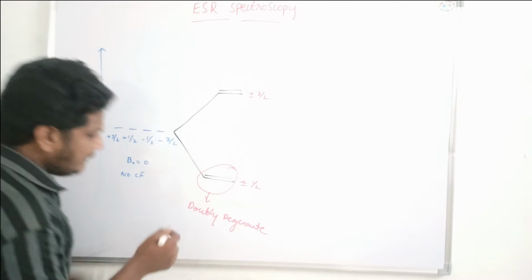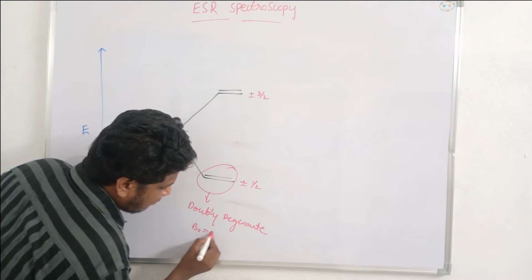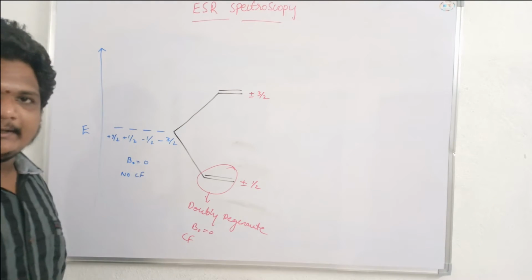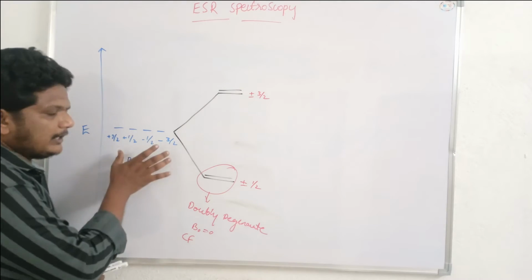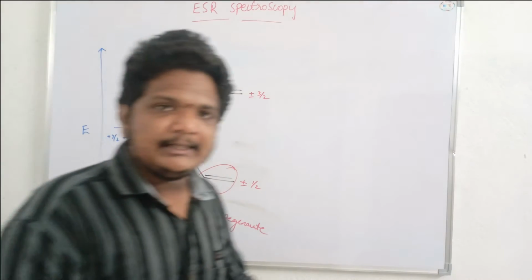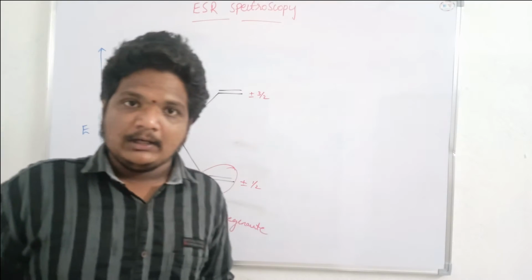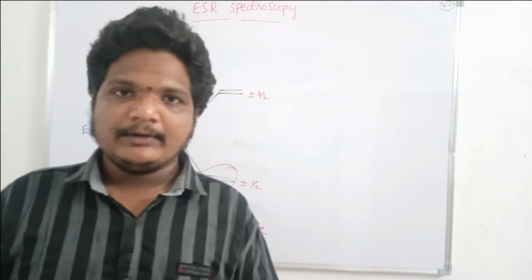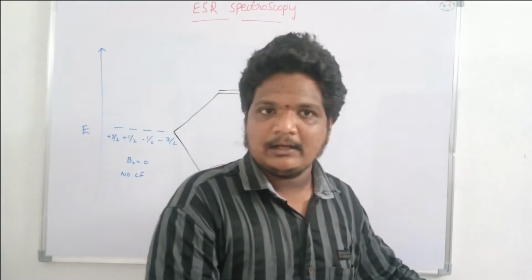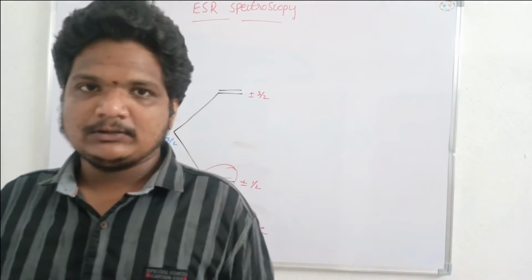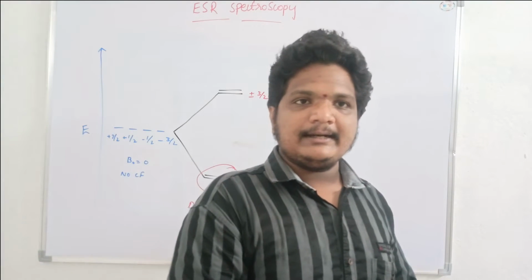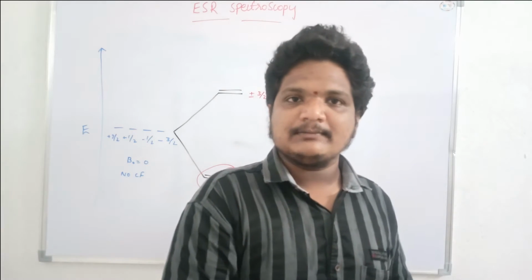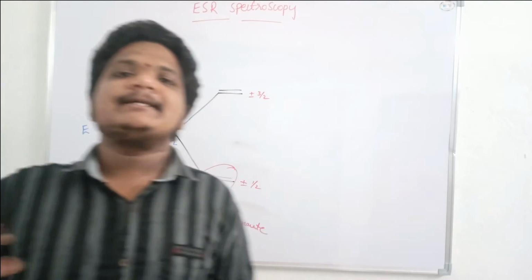If you see, in the absence of an external magnetic field, B naught equal to 0, in the presence of crystal field splitting, there is a splitting of these four energy levels into two doubly degenerate energy levels. So in zero field splitting, we observe all the energy levels are doubly degenerate. If you observe these doubly degenerate states in zero field splitting, those kinds of systems maintain the Kramers degeneracy.